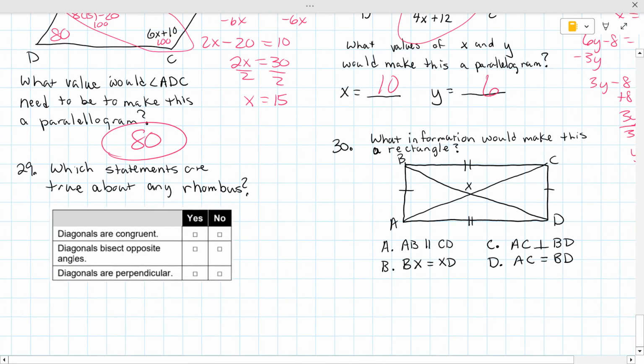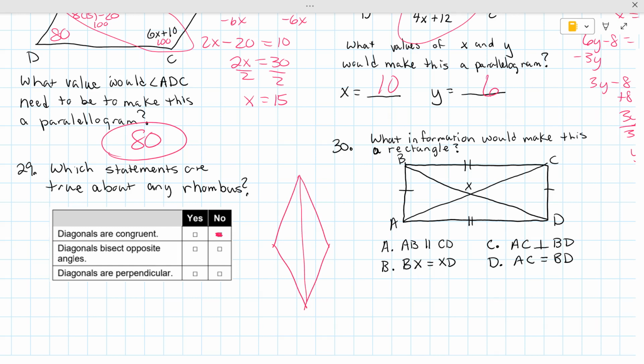Which statements are true about a rhombus? Are diagonals always congruent in a rhombus? No, that's a rectangle. That's a rectangle, where the diagonals are always congruent to each other. Diagonals bisect each other, but diagonals are not always congruent. Because if you think about it, let me draw a rhombus like this.